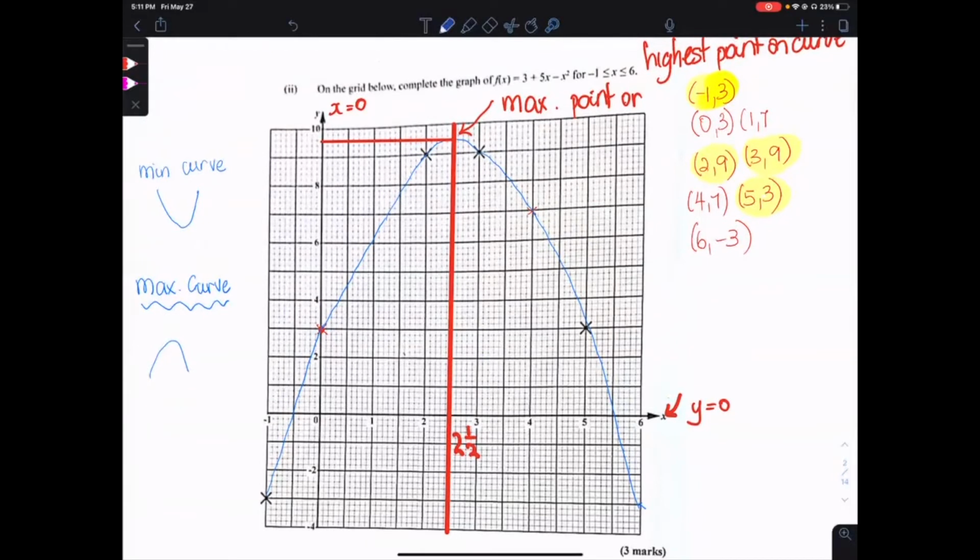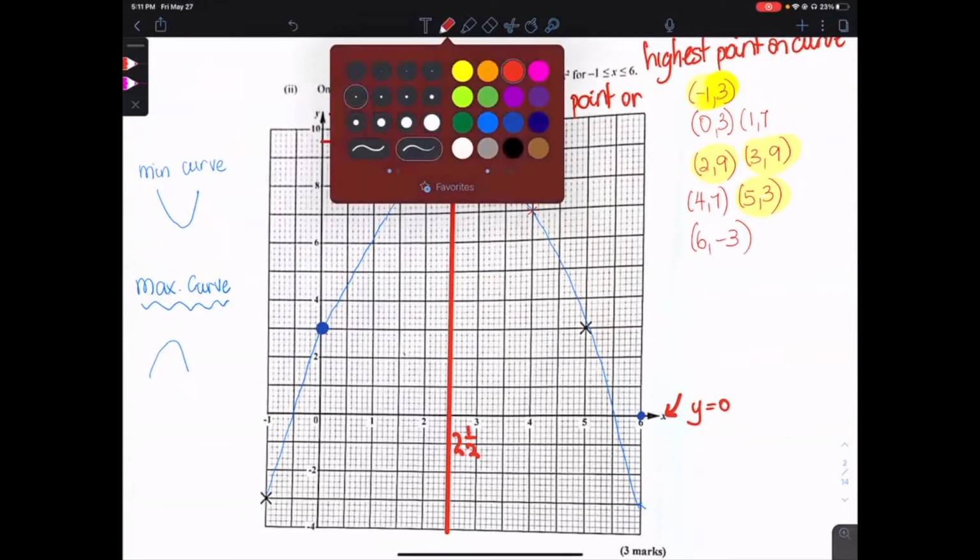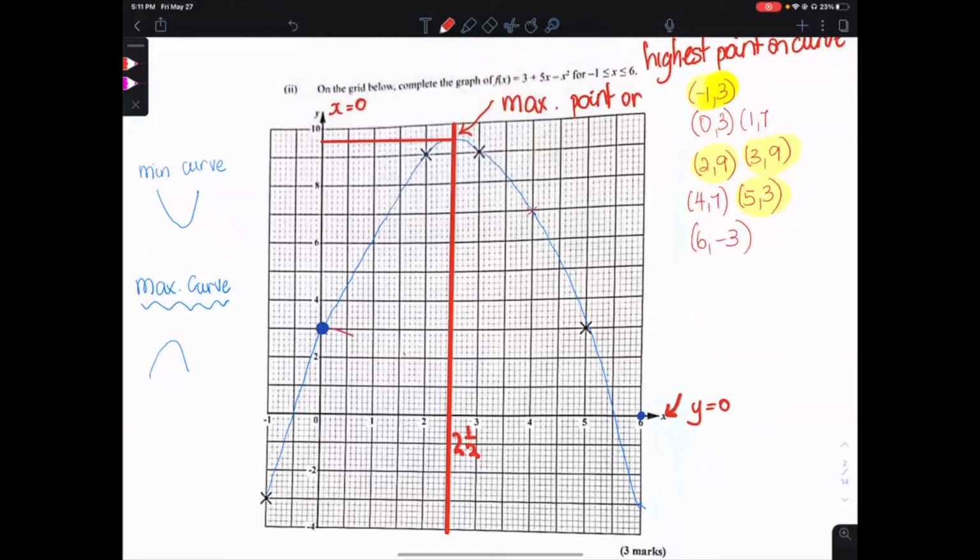So we have (0, 3). This is (1.6, 0). You want to take your pencil and your ruler and draw a straight line passing through those 2 points.